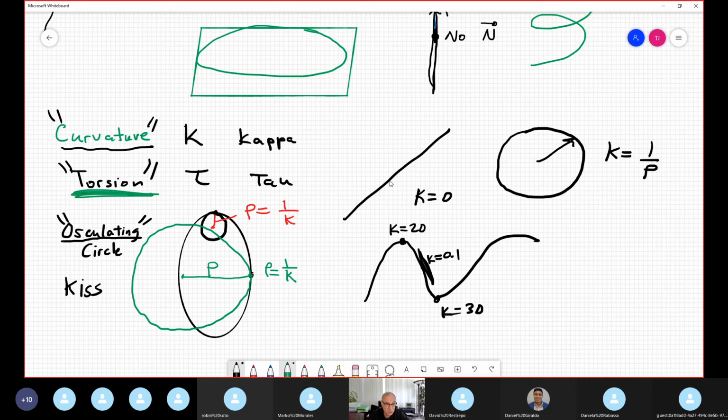And the torsion is more complicated to understand, but I try to explain. Torsion is similar to the curvature, but it's the measure of how our curve follows the plane. So if you deviate from the plane, you have torsion. If you stay in the same plane, for example, one trajectory that is totally planar, the torsion is 0. I promise you will see examples in 2D and 3D.